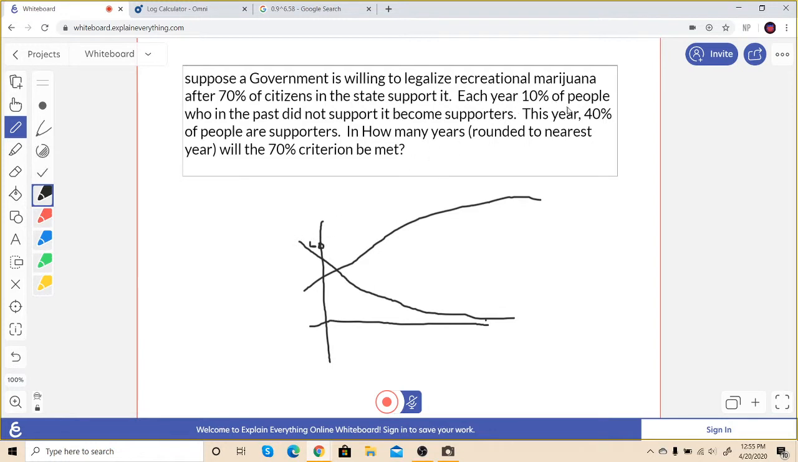So this is 60, right? Because 60% of people don't support it now. And again, this is not real data. I just made this up. Here we have 30%, and we want to know what our x value is here.